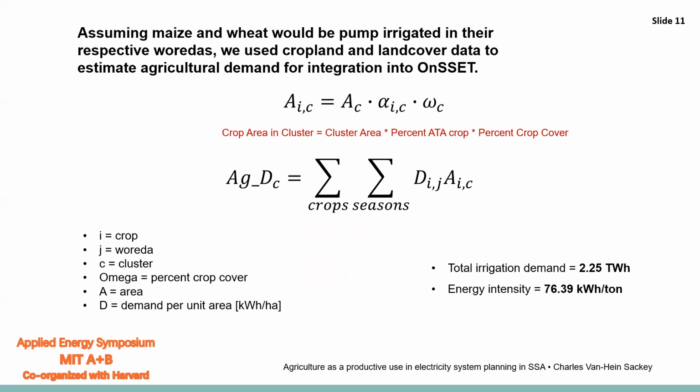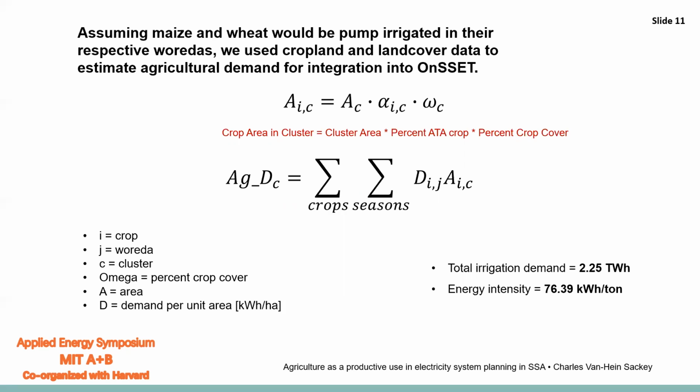So to estimate agricultural demand, I used cropland data from the MapSPAM repository assembled by researchers in the International Food Policy Research Institute, and the cropland data is generated from their spatial production allocation model, which uses land cover data to determine crop distribution around the globe.